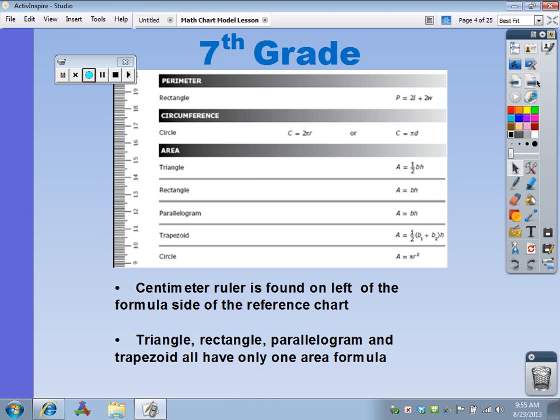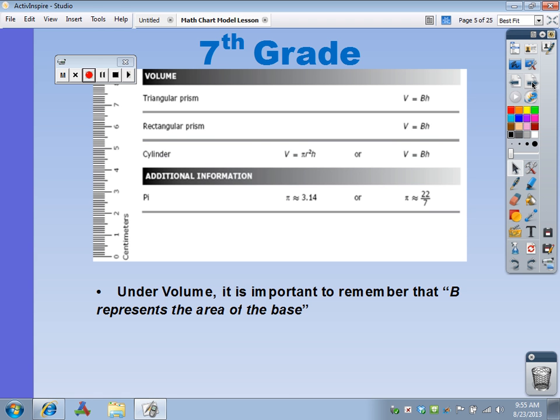If you turn your reference chart over, you will find the centimeter ruler on the left. This side of the reference chart contains formulas for perimeter, circumference, area, and volume. It also gives the approximation for pi as 3.14 or the fraction equivalent of 22/7. Under the volume formula section, it is important to remember that capital B always represents the area of the base.